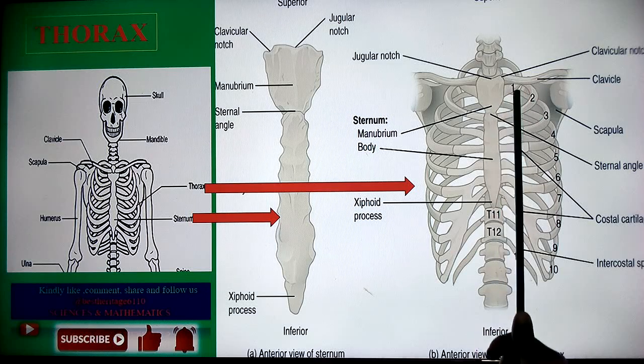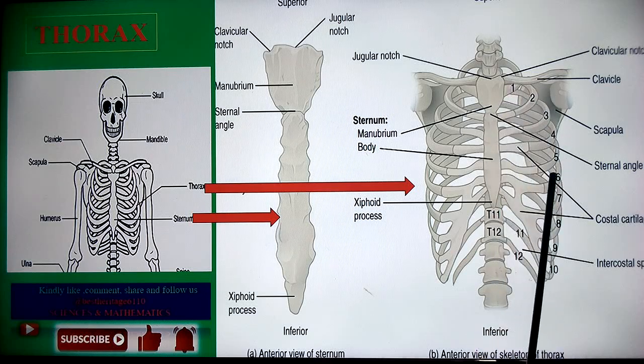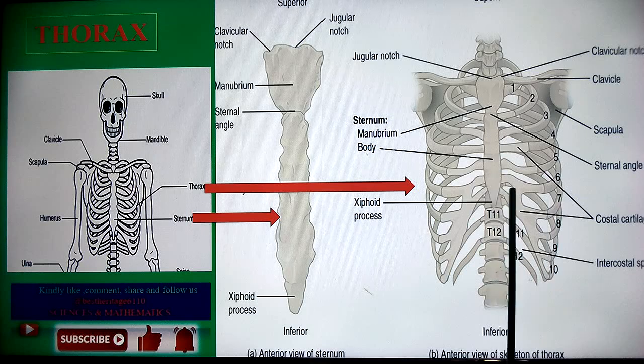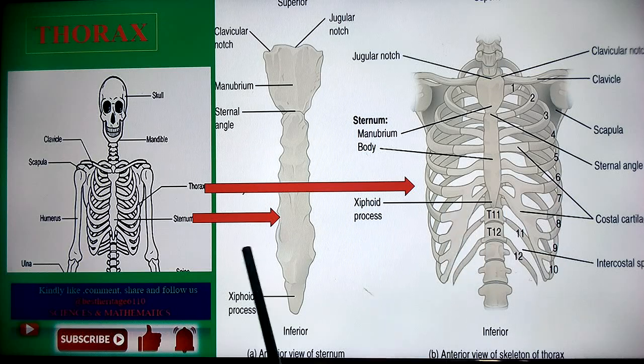Now, the first set of 7 ribs, which is 1, 2, 3, 4, 5, 6, 7, are referred to as true ribs because they articulate directly to the sternum, as we can see in this particular case. But from this specific point, from number 8 to 12, these sometimes are referred to as false ribs because they do not articulate directly to the sternum.